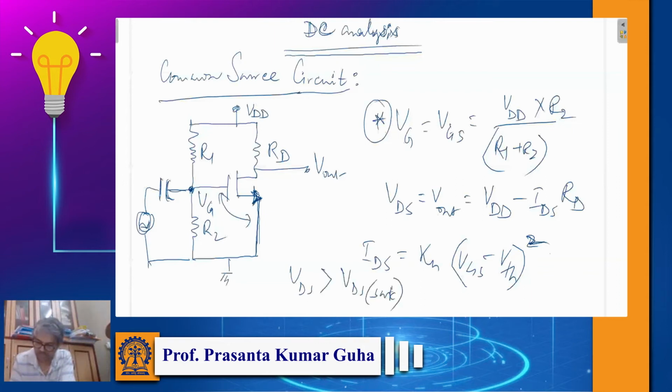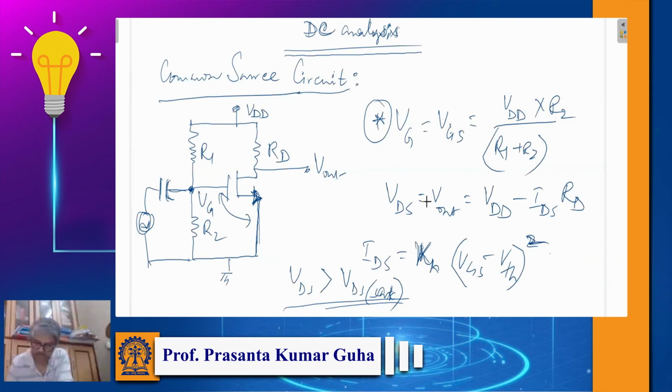If this condition is not valid, then we have to consider the equation of drain current in the triode region. So this is the typical circuit diagram for the DC analysis, and this is the typical biasing circuit in case of MOSFET. I am going a little bit fast because we have discussed similar kinds of things in case of BJT, so I thought that I can go a little bit faster here.